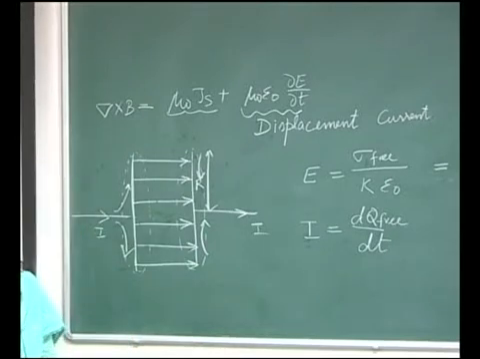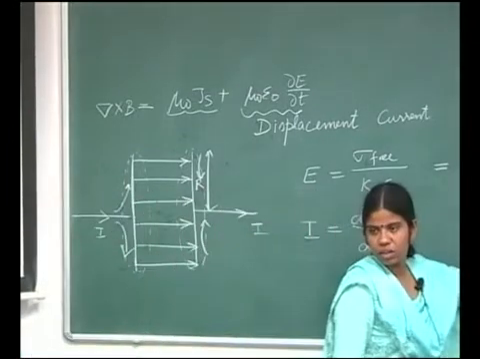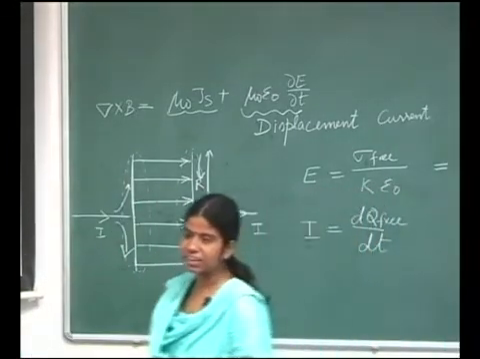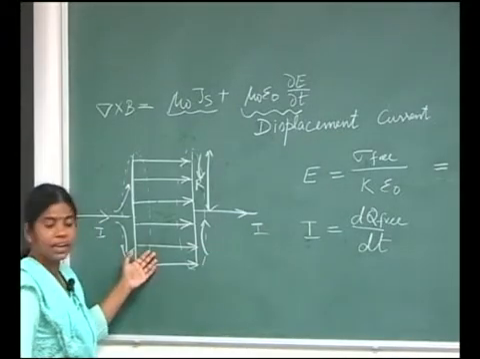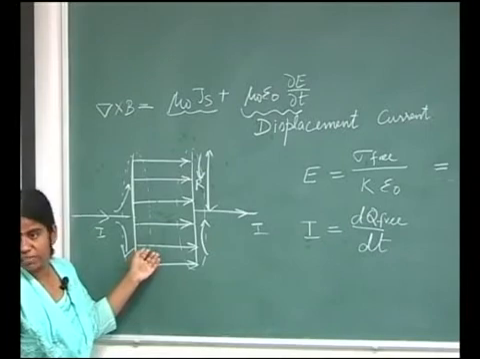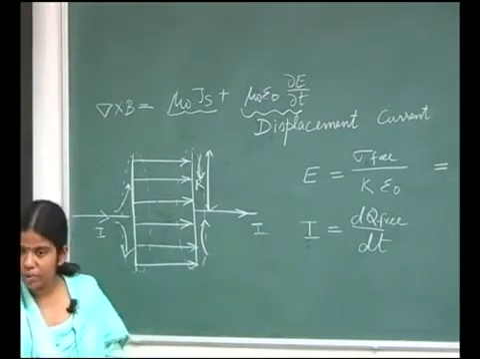Okay. So, I can calculate the electric field. Now, the question is, if there is an electric field, I know from Faraday that changing magnetic flux will induce an electric field. So, would this changing electric field induce a magnetic field?